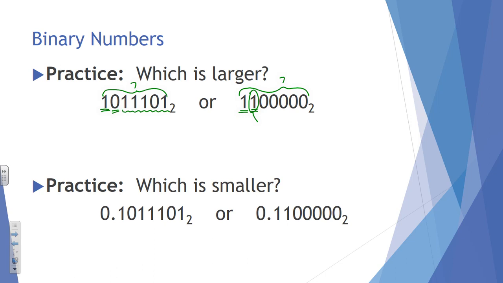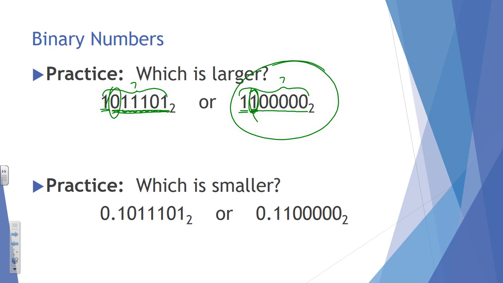So 1000000 is going to be bigger than 011101. And so which of the numbers is the bigger one? The number on the right is the larger number because it has a 1 in the second binary place, whereas the number on the left has a 0 in that place.